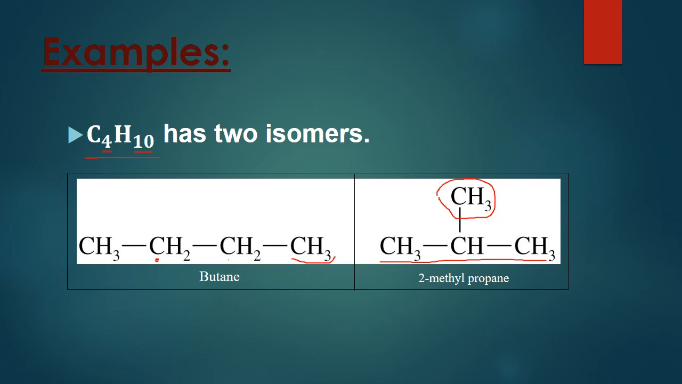Both compounds, butane and 2-methylpropane, are called isomers since they have the same molecular formula, which is C4H10, but different structural or condensed structural formulas.